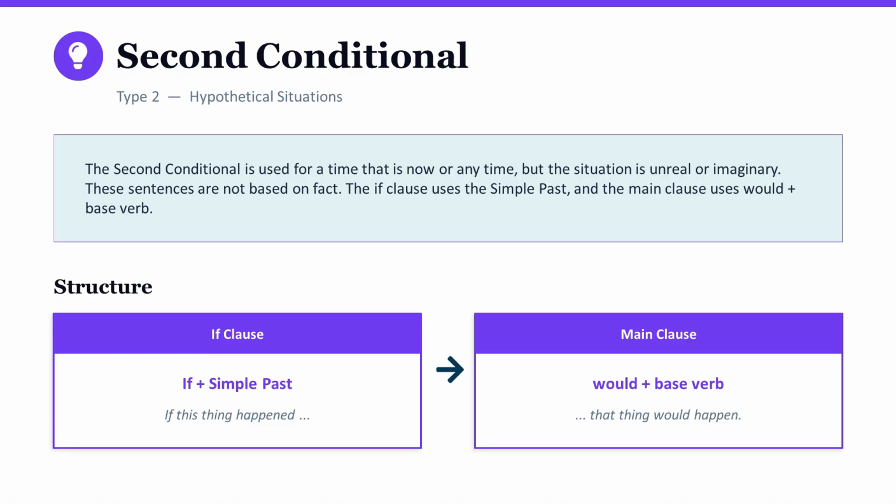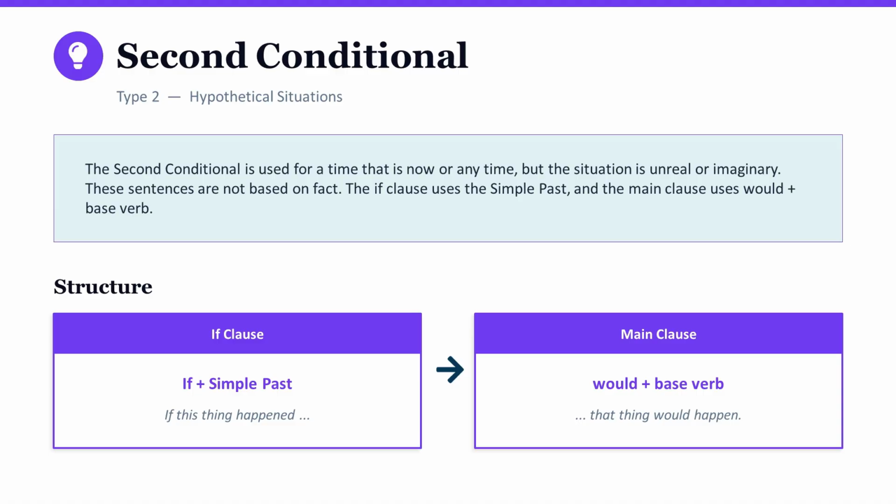For the structure, the if clause uses if plus the simple past tense, and the main clause uses would plus the base form of the verb. So the formula becomes, if this thing happened, that thing would happen. An important thing to remember is that we use were instead of was for the verb to be in the if clause. For example, if I were you, not if I was you.